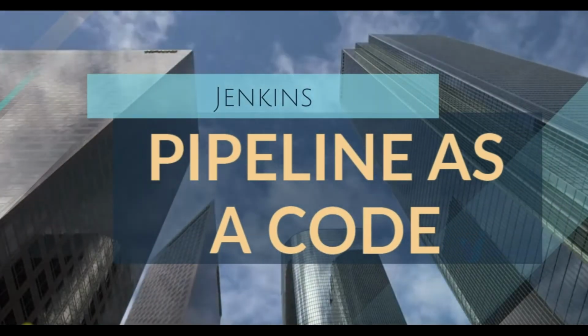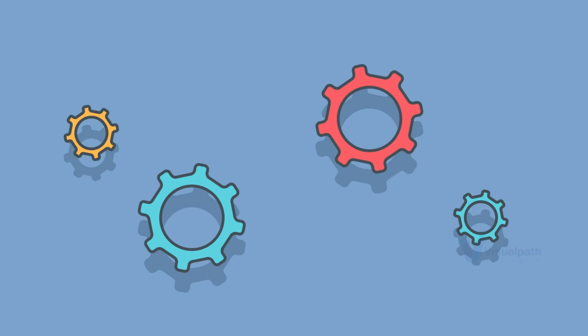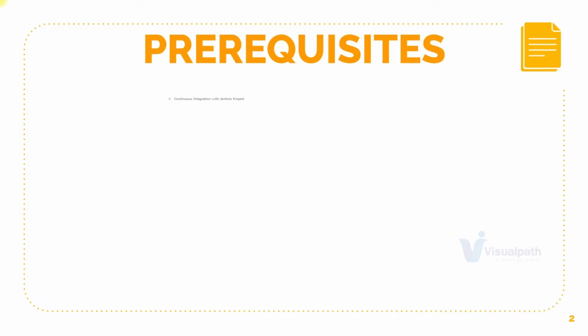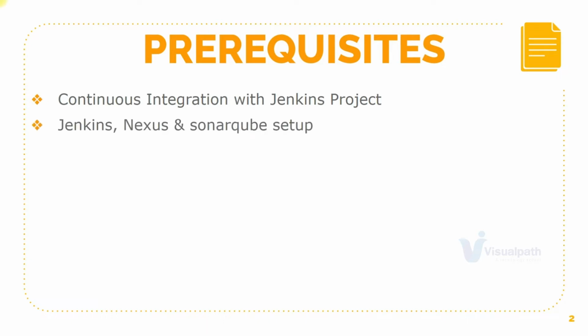Before we get started with this project, I will take a small session on what is pipeline, how to write it by using Jenkins Pipeline DSL. So let's first understand about pipeline as a code in Jenkins. Okay, so let me take you with a little overview of what is pipeline as a code. Some prerequisite, as I discussed, continuous integration with Jenkins project you would have already done, or you have some hands-on experience. You should have already the setup of Jenkins, Nexus, and SonarQube server. If you don't have, then it's time to set it first, and then you can continue with this video.